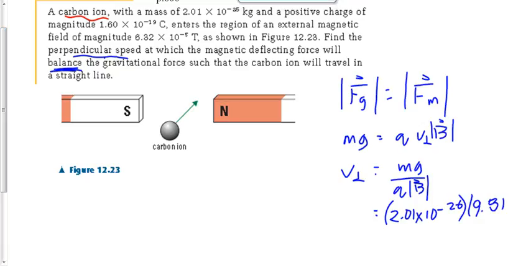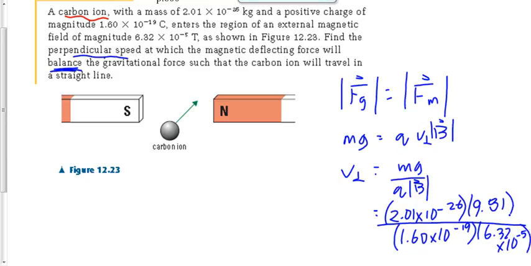Multiply that by 9.81, divided by the charge. It's still the same as the charge of an electron. It means it has one excess proton, because the ion has a positive charge of 1.6 times 10 to the minus 19, times the magnetic field strength of 6.32 times 10 to the minus 5. It's a pretty weak magnetic field strength for bar magnets. That's a pretty typical magnetic field strength for the Earth's magnetic field, right? Usually bar magnets are 1,000 times the Earth's magnetic field, but it's still conceivable that that could be the case.